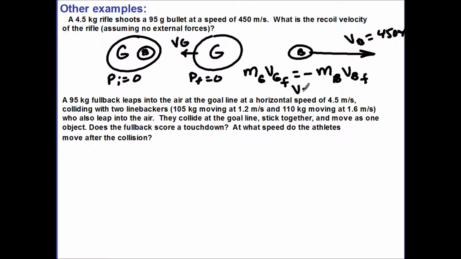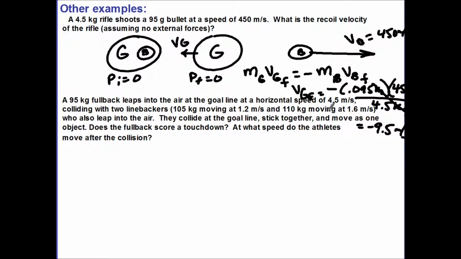Well, the velocity of the gun then is just, let's do that, negative 0.095 kilograms. Be careful about the mass being 95 grams. It should be written in kilograms. I'm going to multiply that by 450 meters per second. And when I divide that by the mass of the gun, 4.5 kilograms, that's why I needed to have the mass of the bullet in kilograms so that those reduced. And what I would get then for the velocity of the gun is about negative 9.5 meters per second.